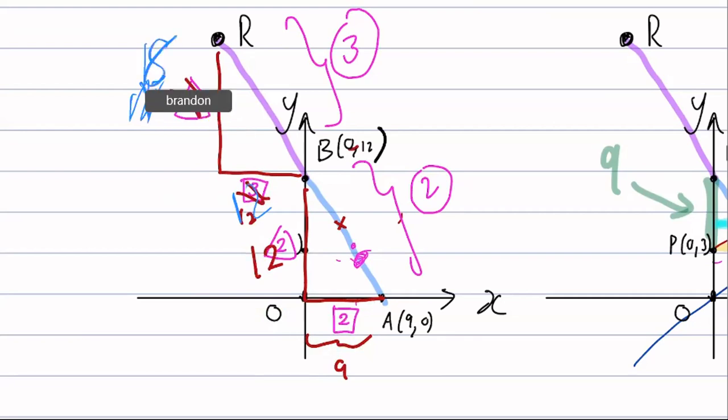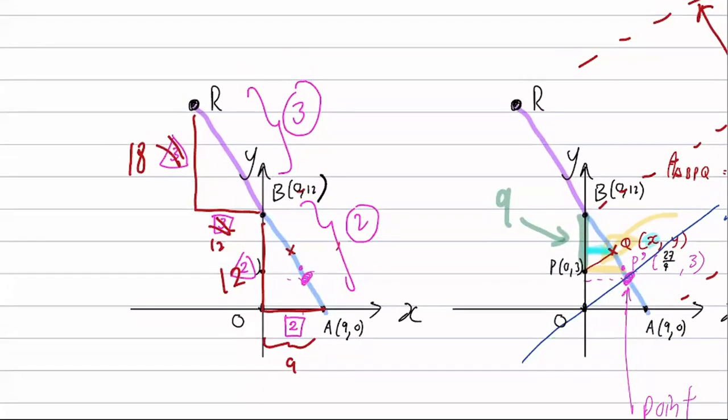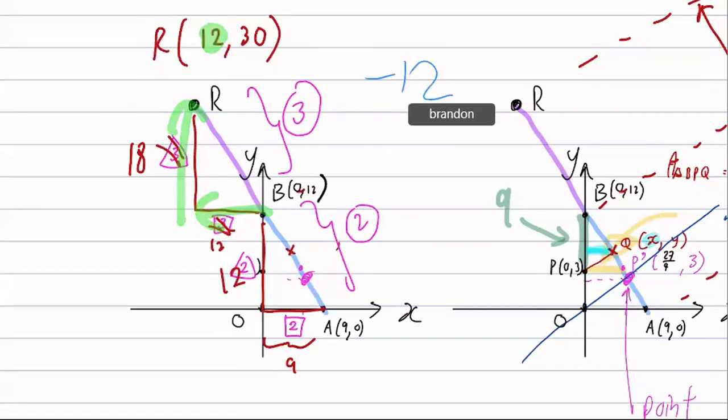18, yes, correct. If this is 2 units, 1 unit will be 6. So 3 units will be 6 times 3, 18. Okay, so now what's the coordinates of R? R would be 18. Wait, I mean 12 and then 30. 12, 30. Wrong. No. Because it's towards the left and then upwards. So here the x coordinate minus 12. Minus 12. Then 12 plus 18, 30. Yes, correct.